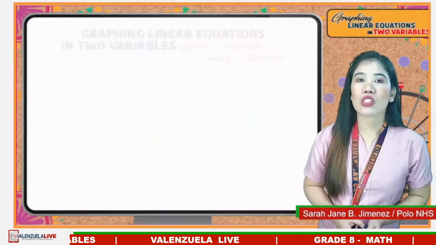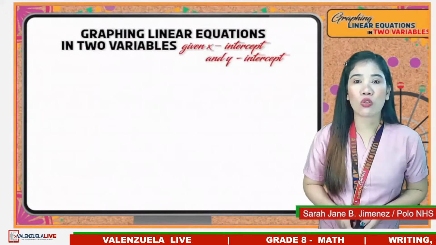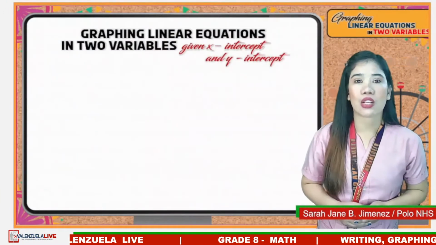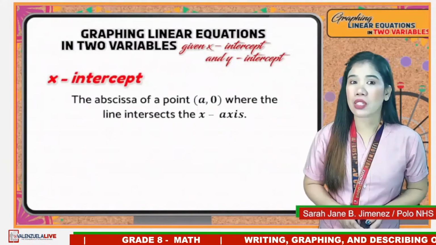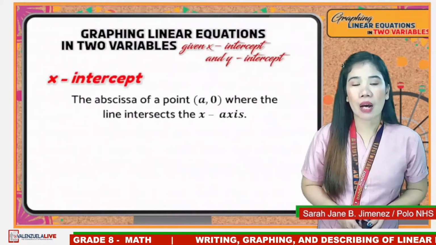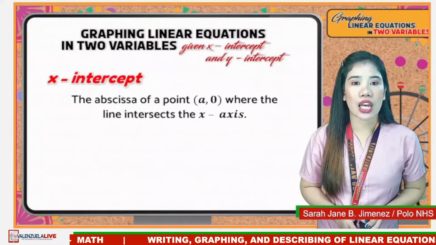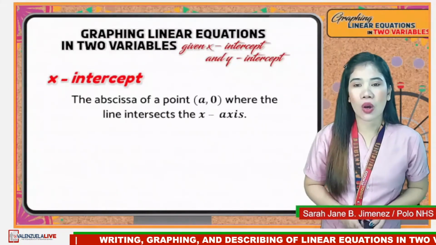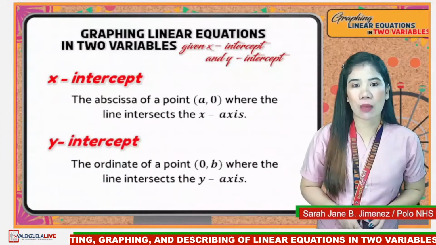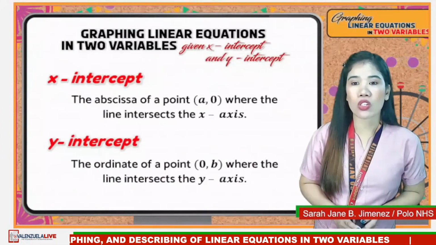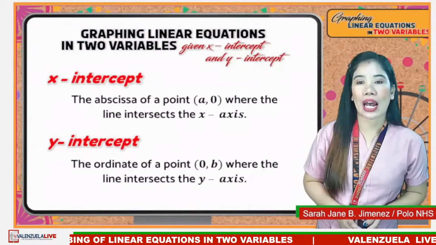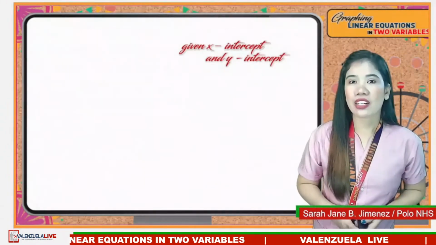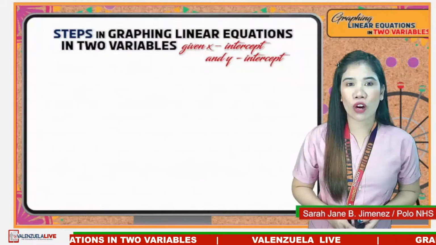The second way is to graph linear equations in two variables using x and y intercepts. The x-intercept is the abscissa of a point (a, 0) where the line intersects the x-axis, while the y-intercept is the ordinate of a point (0, b) where the line intersects the y-axis.